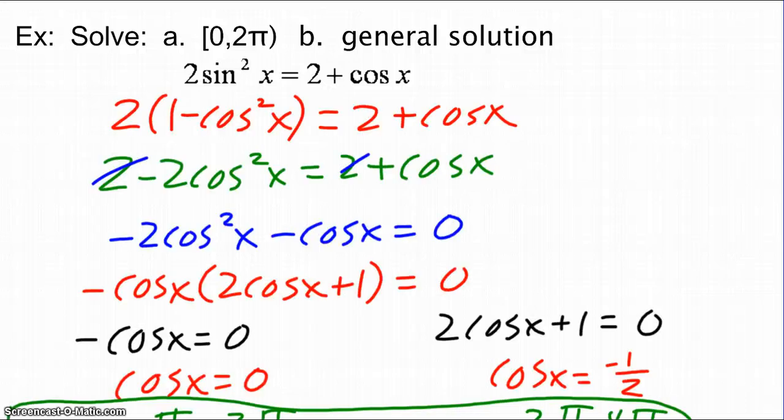All right, so here, what I recognize is I have a sine and a cosine, but I can't change a cosine into a sine. I can change a sine squared into a cosine squared, though, using my Pythagorean identity. So now here I know I have to change the sine squared, so I substitute in 1 minus cosine squared. Then I distribute the 2, I end up with 2 minus 2 cosine squared x equals 2 plus cosine x. If I subtract 2 from both sides, those cancel. Bring everything over to one side. I could have brought it over to the other side.